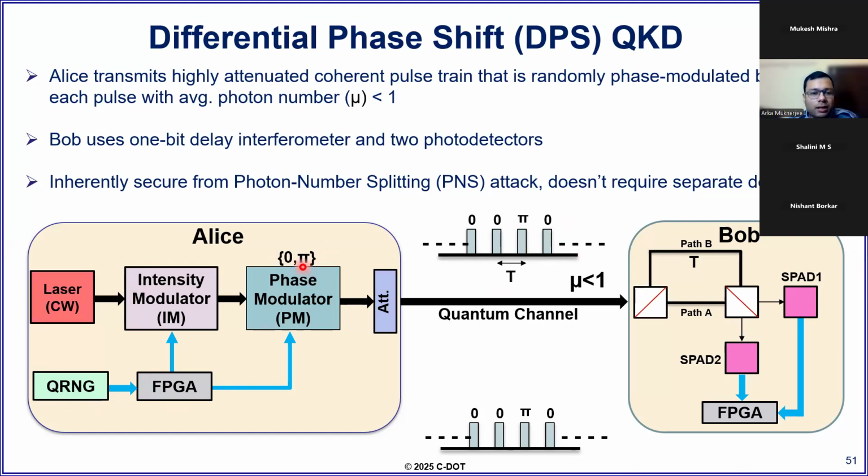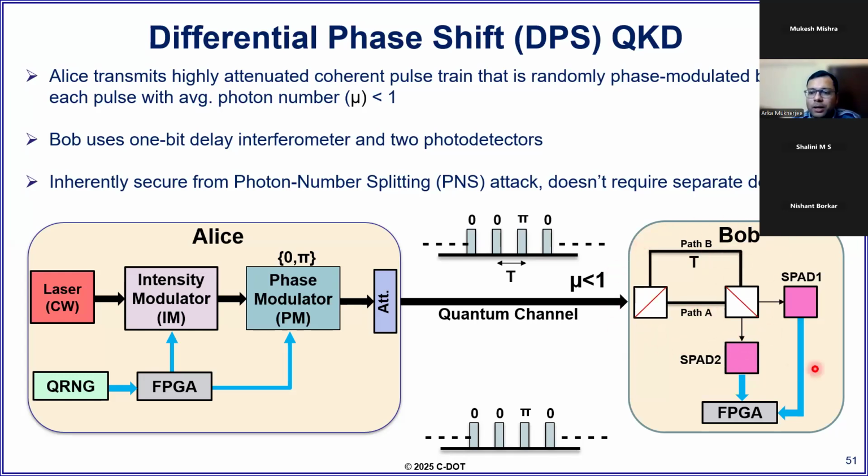Now after this phase modulation is done, again these are attenuated heavily, and it is made sure that the mean photon number is less than 1. Typically the mean photon number for coherent one way is 0.5, and for differential phase shift it is kept at 0.2. This comes from the theoretical security proof. Then these pulses are transferred again to Bob. Here also Bob contains two single photon detectors. We have a 1-bit delay line interferometer. So this is actually the 1-bit delay line interferometer.